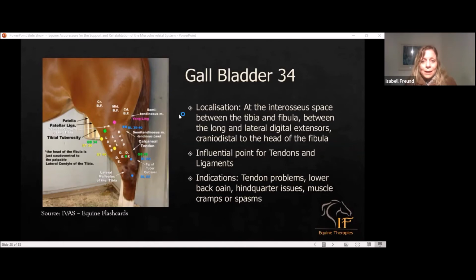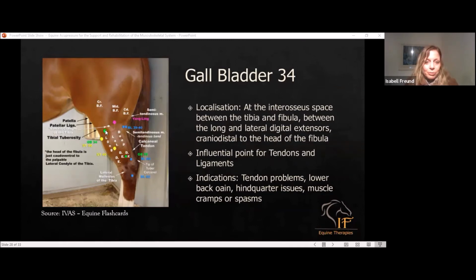It's at the interosseous space between the tibia and fibula, between the long and lateral digital extensors and craniodistal to the head of the fibula. There you would really need to make yourself familiar with the anatomy beneath it. And I will add in the downloads again an additional image, also with the bones beneath it, to make it a bit clearer.